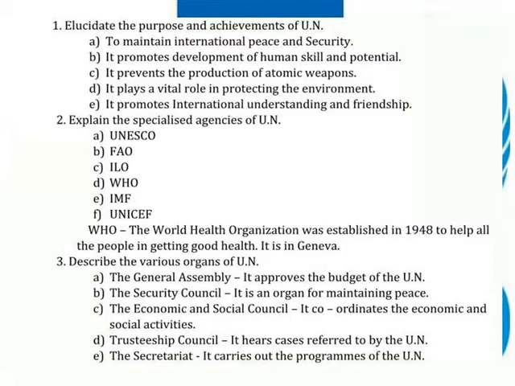Describe the various organs of the United Nations. The General Assembly approved the budget of the United Nations. The Security Council is an organ for maintaining peace. The Economic and Social Council coordinates the economic and social activities. The Trusteeship Council looks after the trust territories, and the Secretariat will carry out the programs of the United Nations. Thank you.